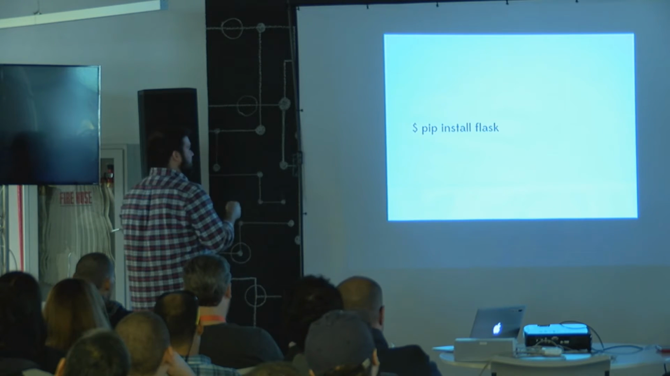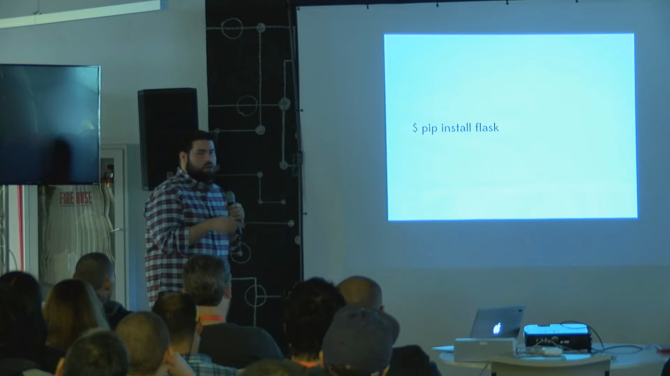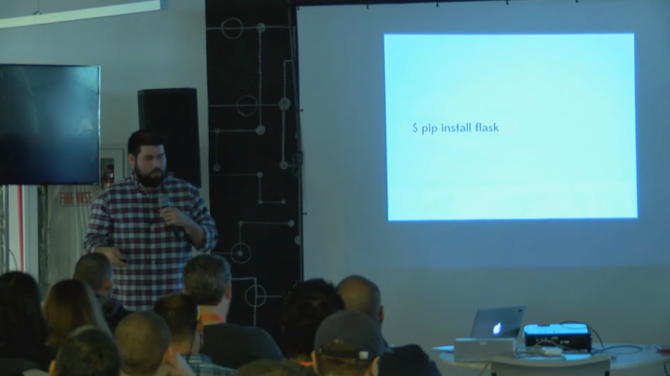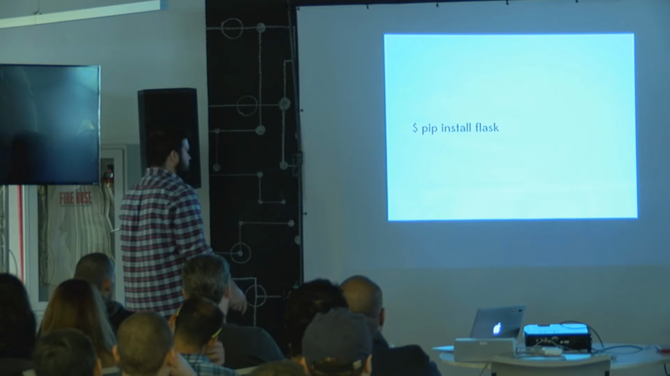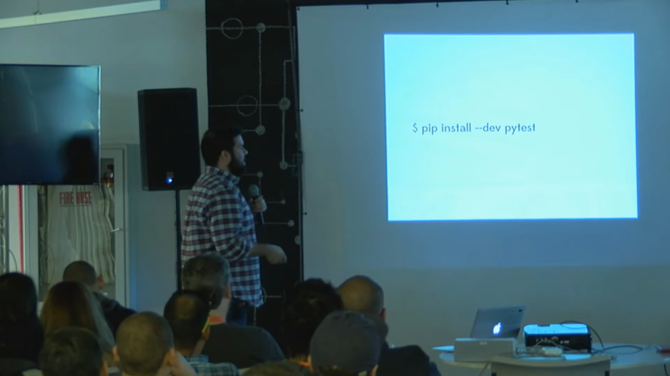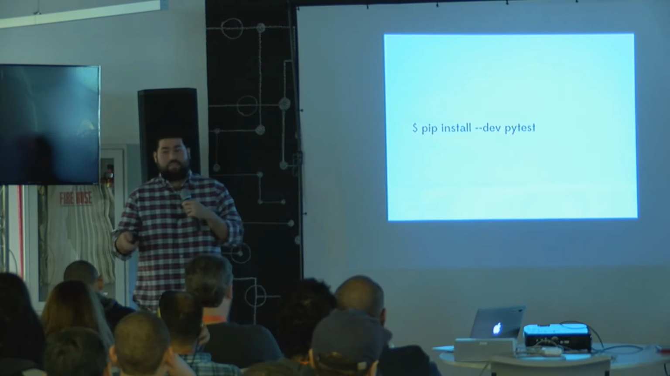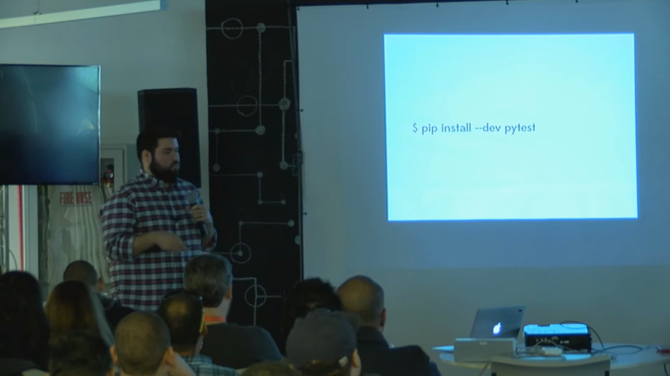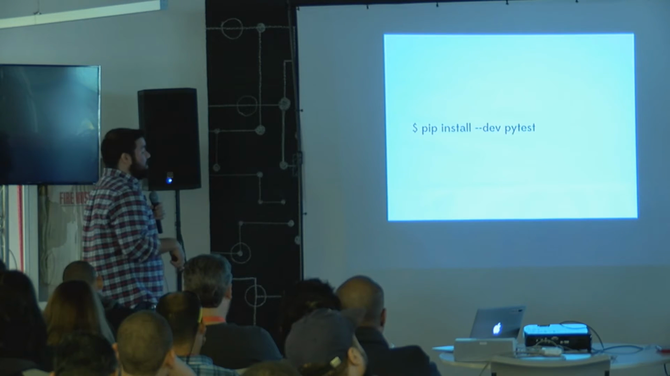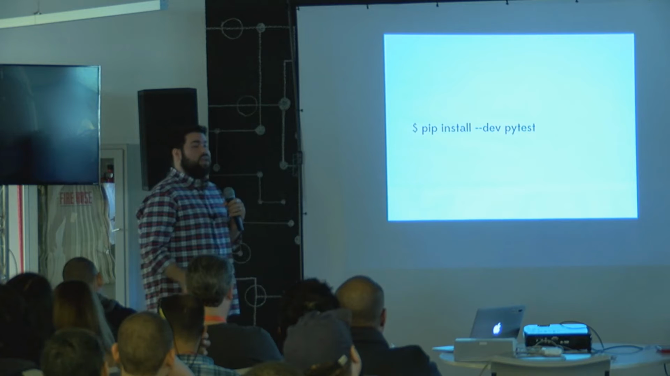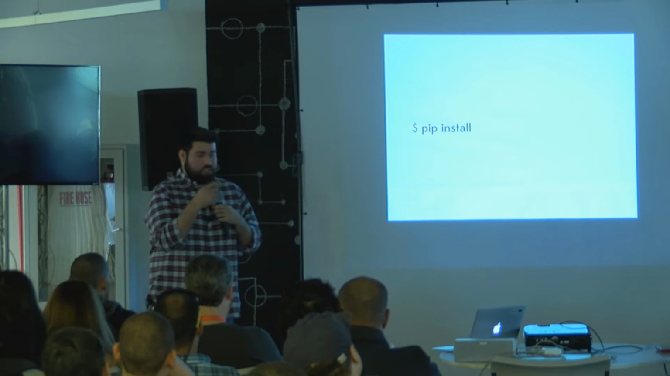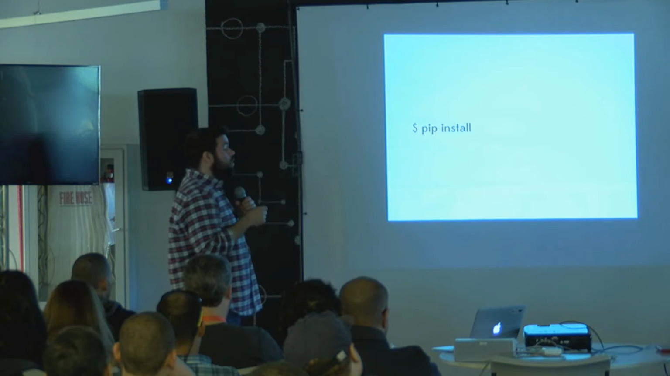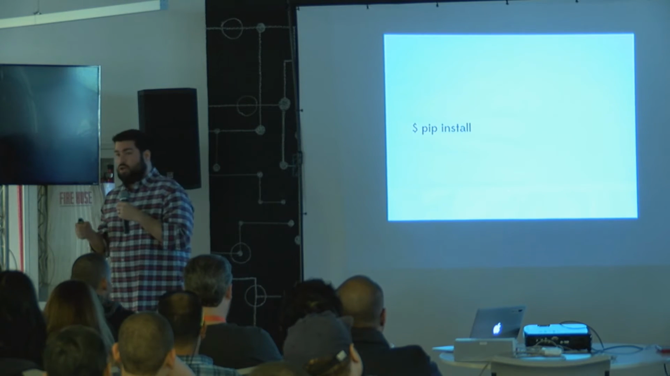We could run pip install Flask, which will install and save our requirement. This will also generate or update a log file for us. We could do pip install --dev to install a development-specific package. This will install it, save as a development requirement, and generate or update a log file for us. We could do pip install, which will install all of our requirements but using our log file.